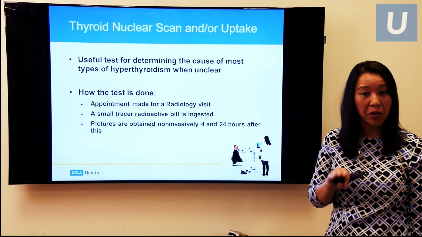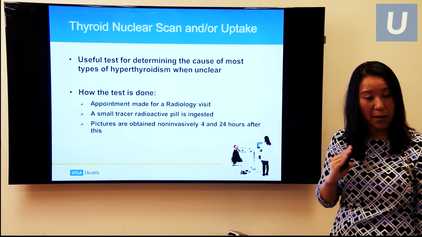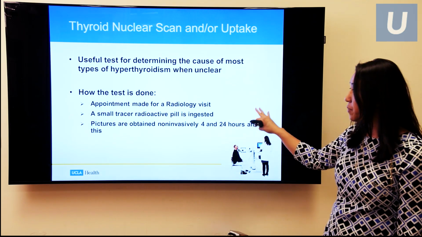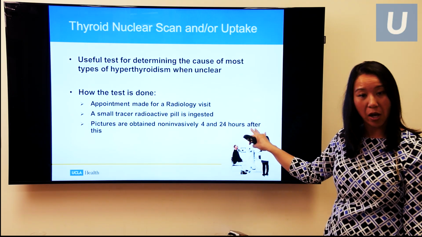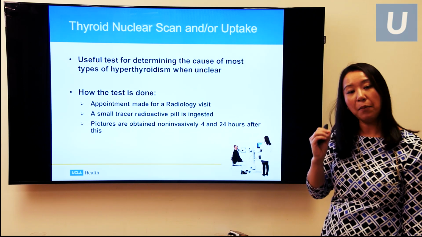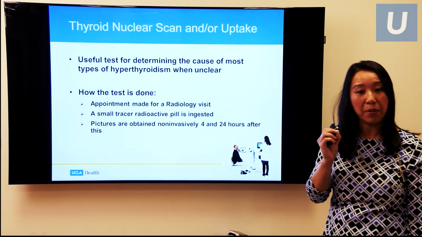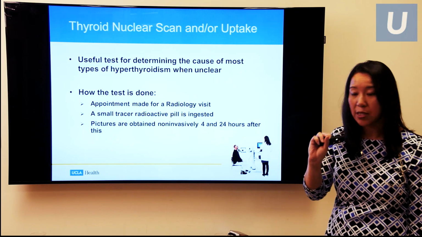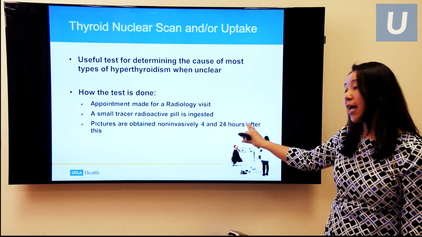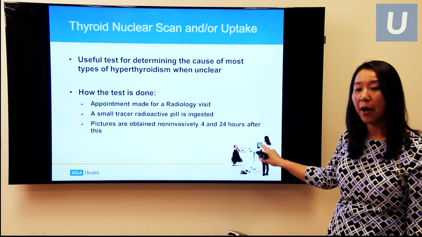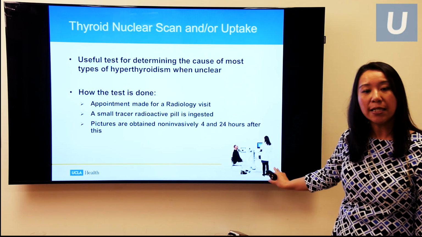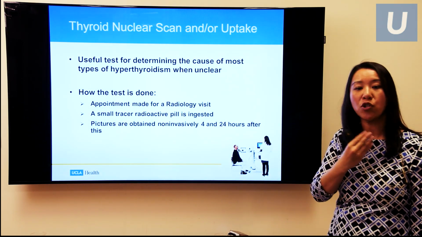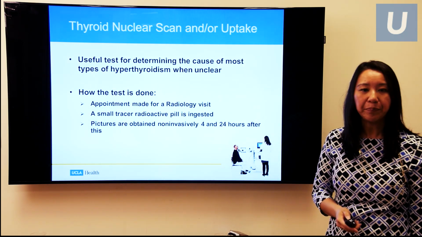You can't do it right there in your office visit at the time you see your endocrinologist. You'd have to make an appointment to see a radiologist. And at that appointment, you would take a small pill with radioactive iodine, a very, very small tracer dose. And then either 4 hours and maybe 24 hours later, you would come back and take a picture to see exactly where that dose went and traveled in your thyroid.